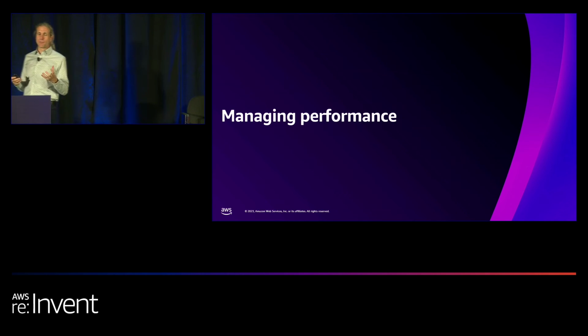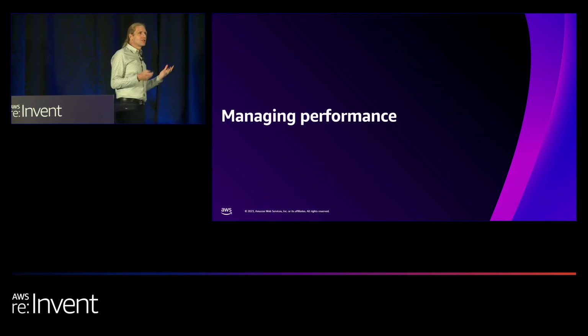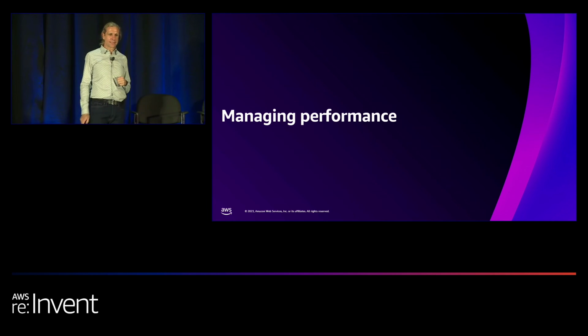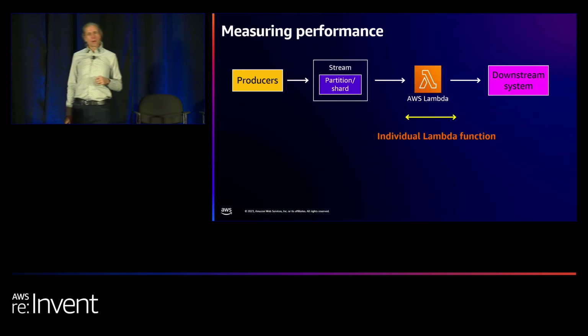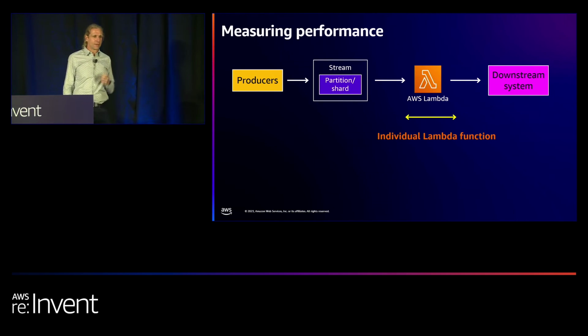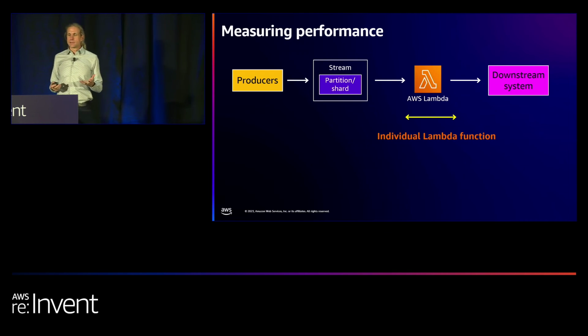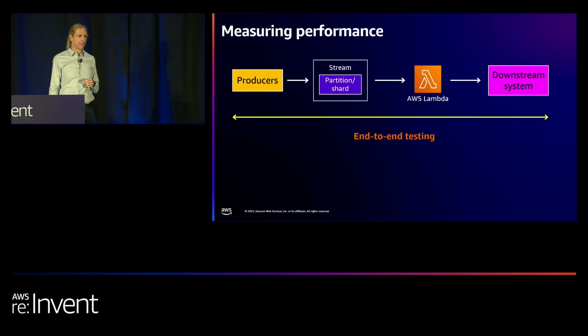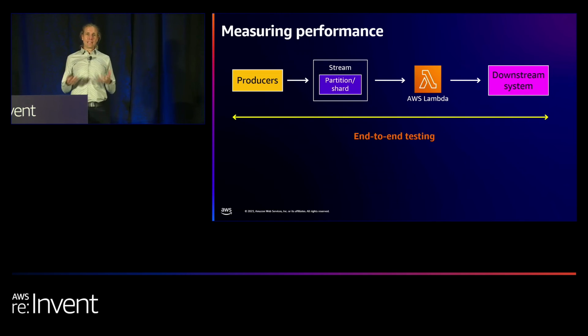It's all about managing performance, because that's why we've picked a streaming service: we want to have a huge amount of data and we want to make sure things are processed successfully. So there are two considerations you need to think about when you are processing your data streams. One is the individual Lambda function. How long does the individual Lambda function take, and how does that processing work? And then also the end-to-end processing.